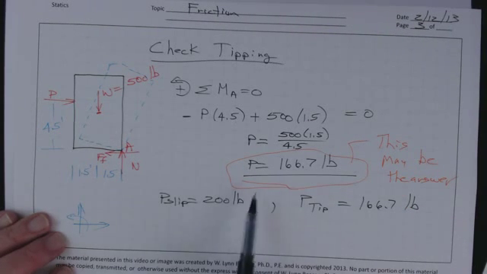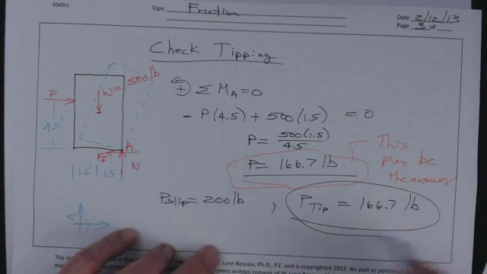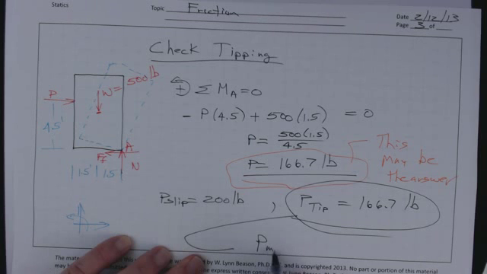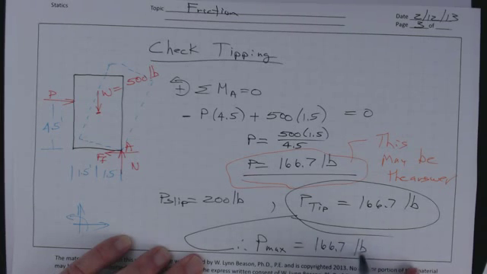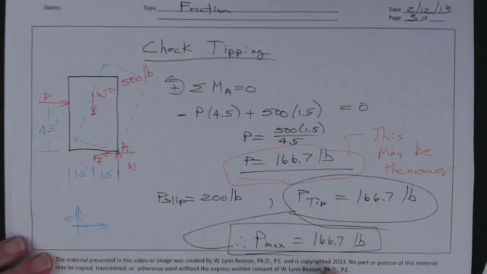So if I start increasing this load, the second I get to 166.7 pounds, it's going to tip. And we never make it to the 200 pounds. So then the answer is right there. P max is equal to 166.7 pounds. And I'll draw a rectangular block around that.